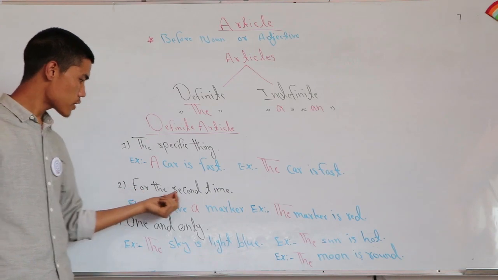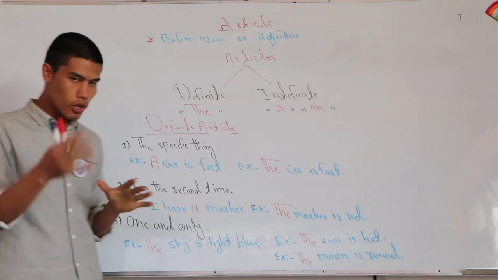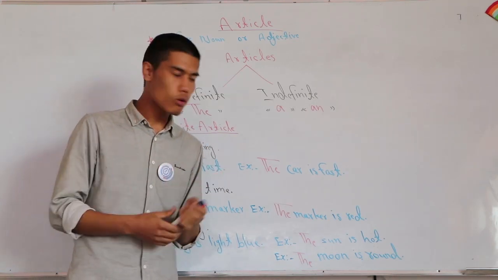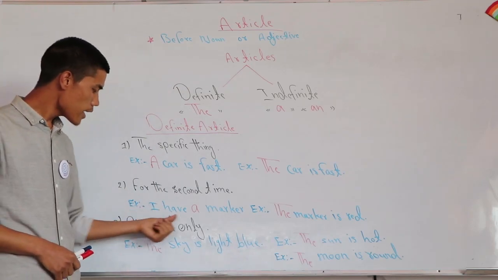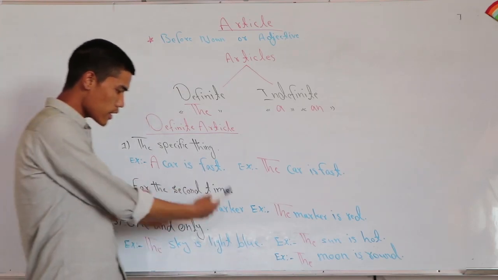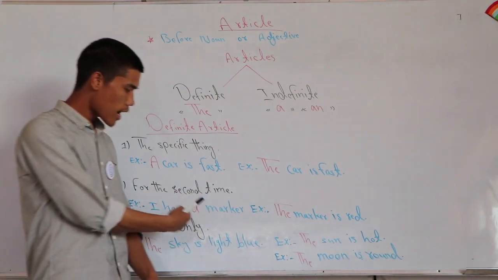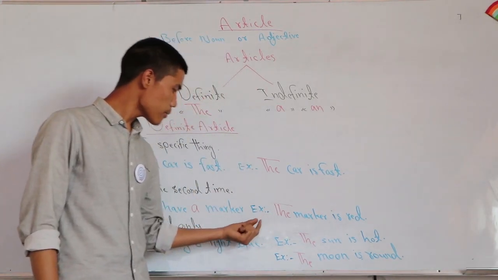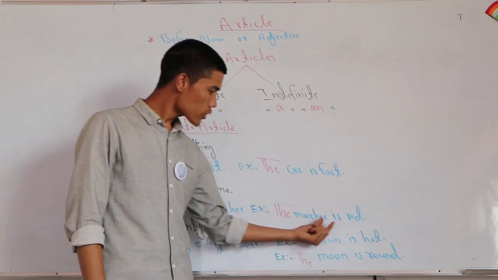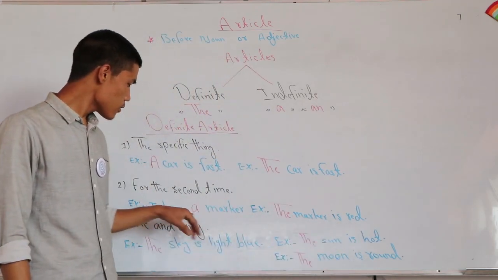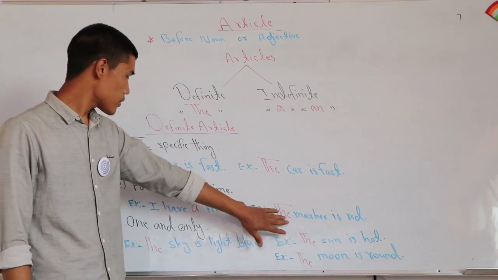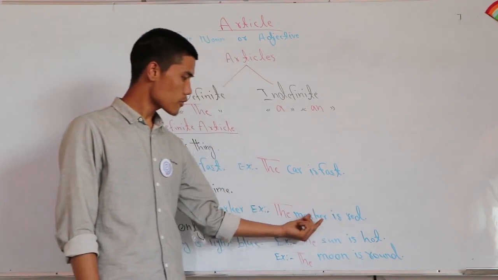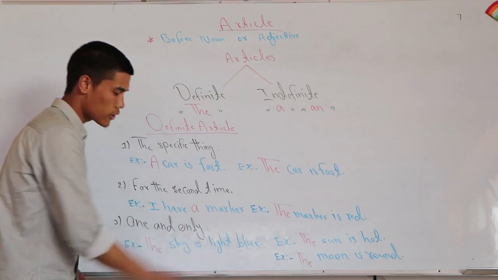And the second usage: for the second time. Whenever you talk about something for the first time, it is not mandatory to repeat "a" or "an" again. For example, "I have a marker." It's the first time I'm talking to you. I have a marker, and I specify that I have a marker. For the next time, or the second time, "The marker is red." I didn't use "a" or "an" in this sentence. I use "the" instead of it, "the marker is red", and also I specify that I'm talking about this marker.